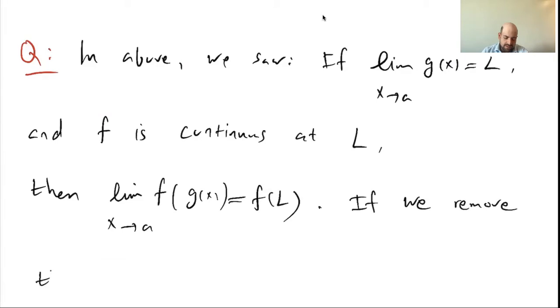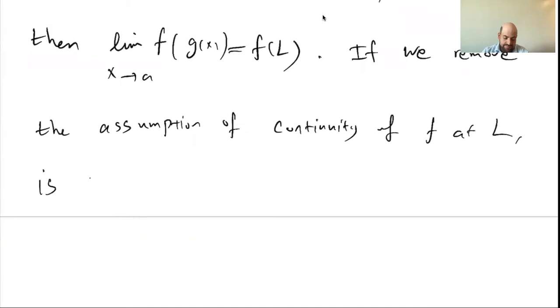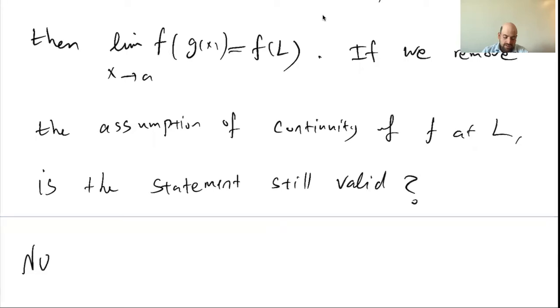the assumption of continuity of F at L, is the statement still valid? Normally the answer is no, because if the assumption was not necessary, mathematicians would have already removed it.